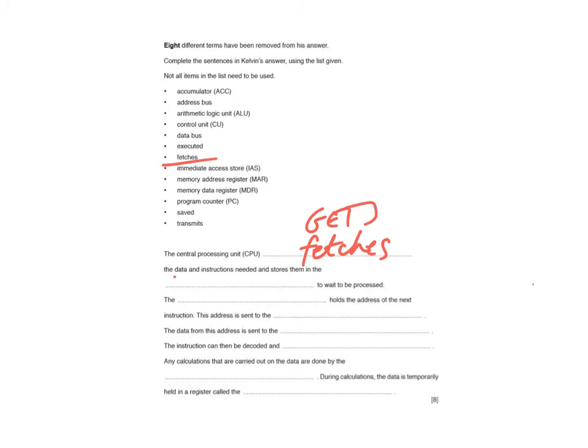Immediate access storage. I'll just write IAS. That's good that that's come up a few times, because it obviously doesn't store them directly in the registers because they are currently being used to wait to be processed. There we go, there's the giveaway. I knew it was that one. The something holds the address of the next instruction. So that's the program counter.